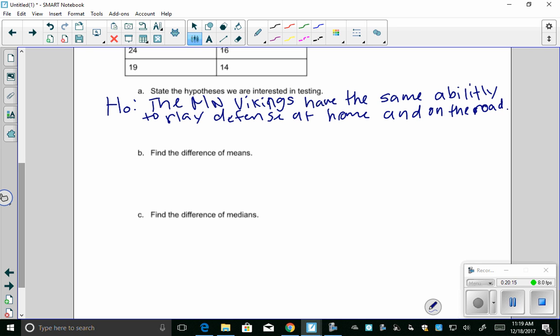This is what I need to figure out: how to find the difference. The difference of means is just literally subtracting the means of each one. Same thing with means. We'll get there in a minute.